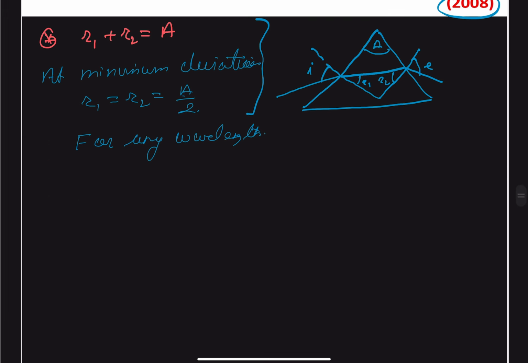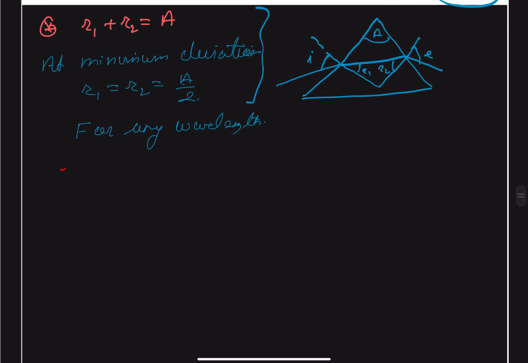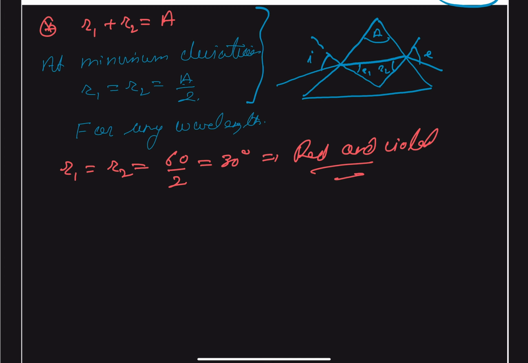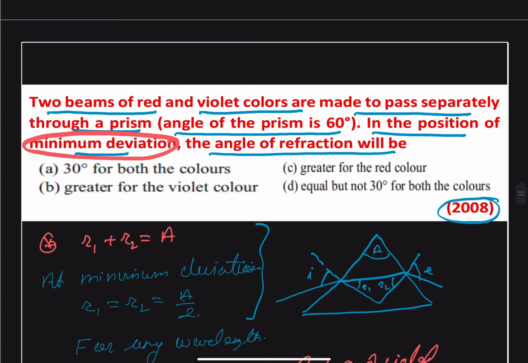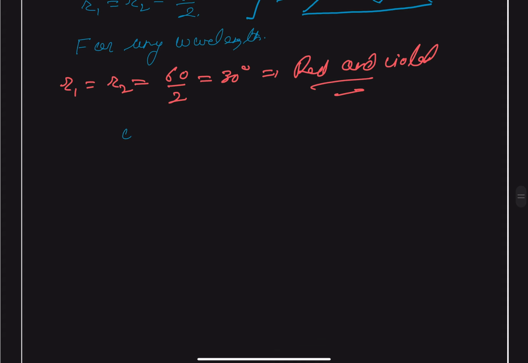So in both cases, we are going to get the angle of refraction, that is R1 equal to R2, equal to 60 divided by 2, which comes as 30 degrees. And this is for both red and violet. So option A is the correct option. Option A is correct.